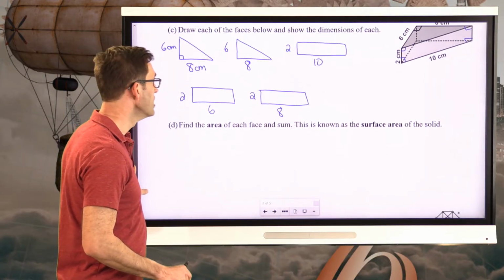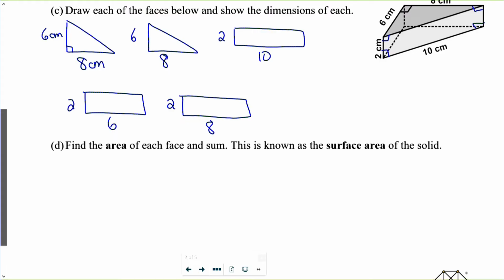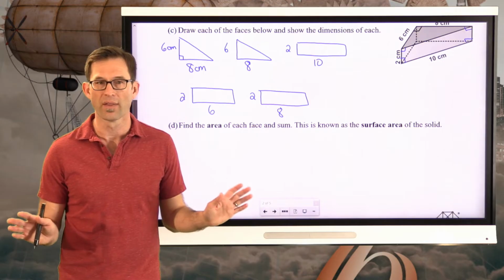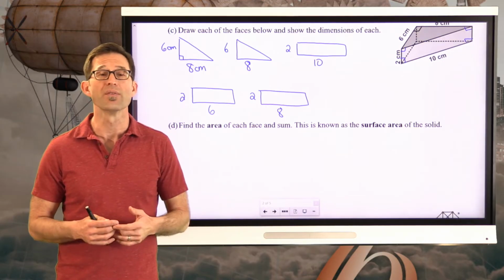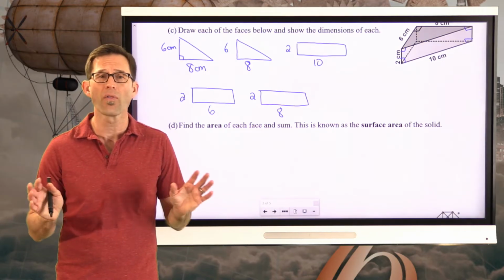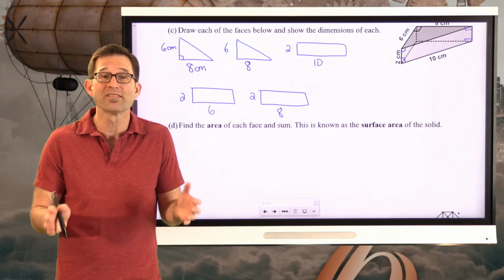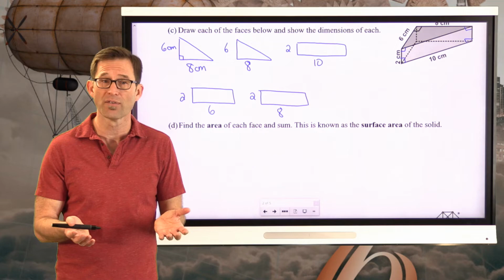Now, letter D, no great surprise here. We're going to find the area of each face and we're going to sum them all up. And that sum is known as the surface area of the solid, right? So that's all surface area is, by the way. Surface area is simply the sum of the area of all the faces that enclose a solid. And it makes a lot of sense, right? It's the area on the surface of a solid.